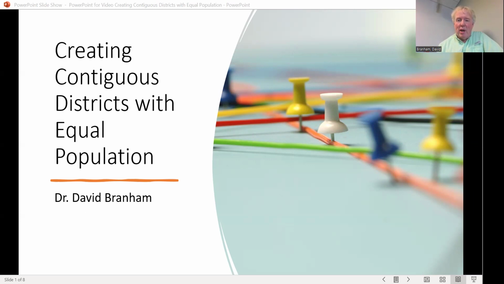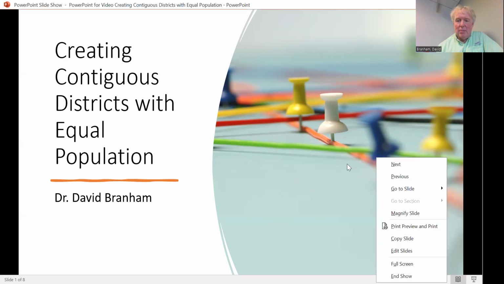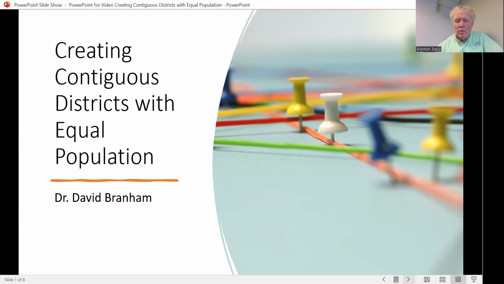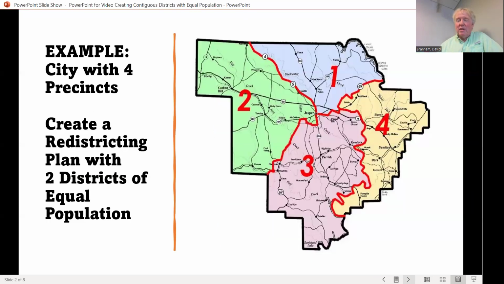So I'm going to just start out with an example. If I can get my page, go forward. Okay, an example, for instance, this is a city with four precincts. You can name it any city you want. You may recognize it from where I stole it from, but let's just say, for example, this is a city with four precincts. What we want to do with these four precincts is we want to create two districts with equal population, and two districts that are contiguous. And we're going to talk about that, what that would entail.